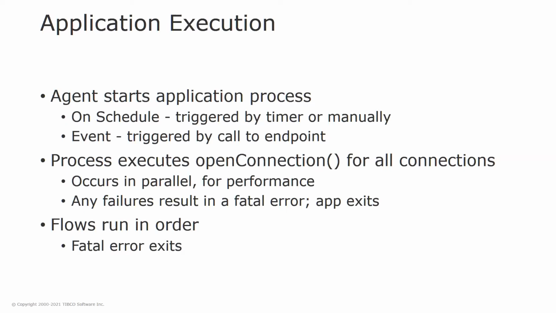Once that application starts, it looks at all the connections that are associated with that particular app, and that goes for all the apps in all of the flows. It's quite possible your first flow might have a couple of connections, your second flow might have connections C and D, and your third flow might have connections A, F, and G, right? So it looks at all the connections being used in this particular process, and then it goes through and executes an open connection for all of those.